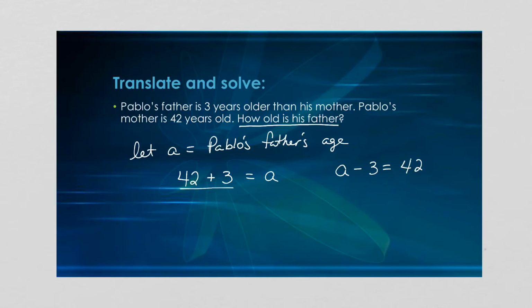So if I add these guys together, I get 45 is equal to A. Check this out. On the right side, if I add 3 to both sides, I still get 45. So Pablo's father is 45 years old.